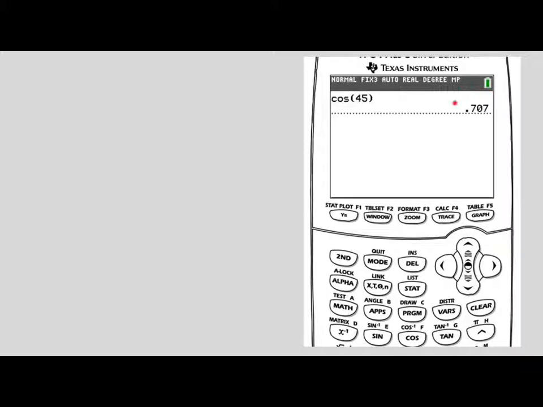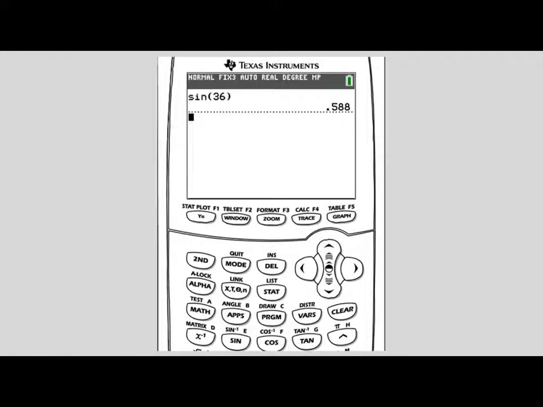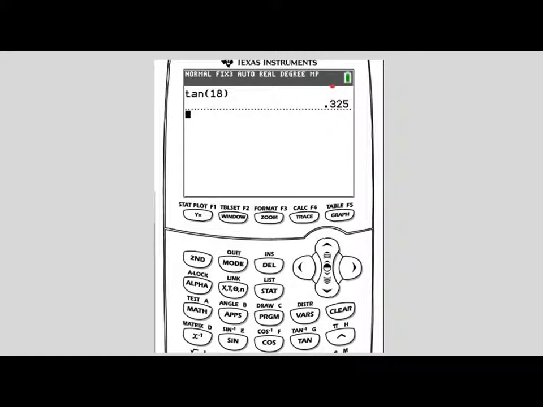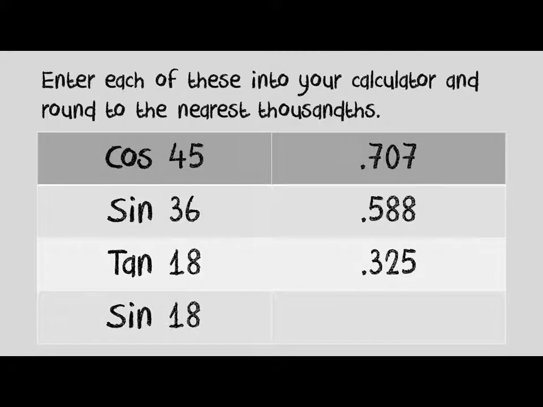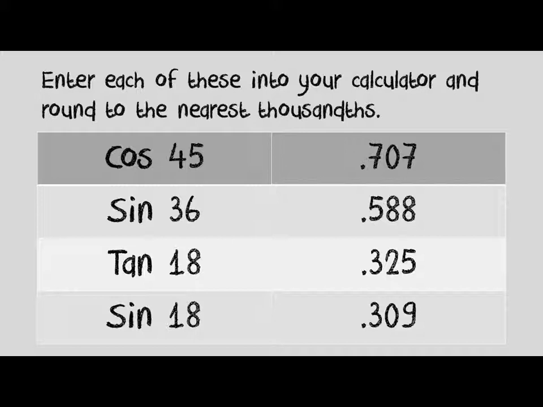Once you hit enter, you'll get a value of 0.707. So the cosine of 45 degrees is, sorry, 0.707. The sine of 36, 0.588. That's what you get. The tangent of 18 in your calculator, 0.325. And then the sine of 18 in your calculator, 0.309. So those all actually have numeric values that they equate to.